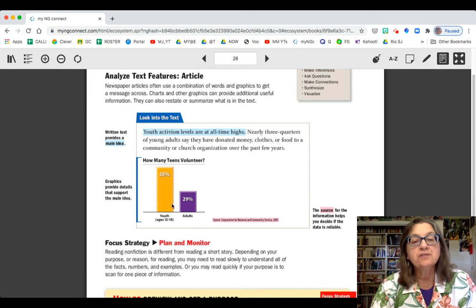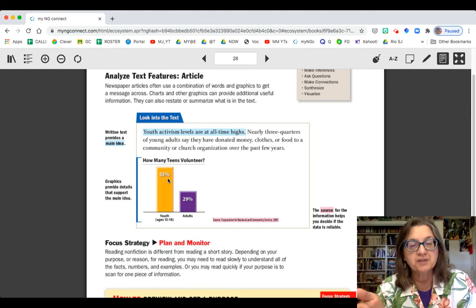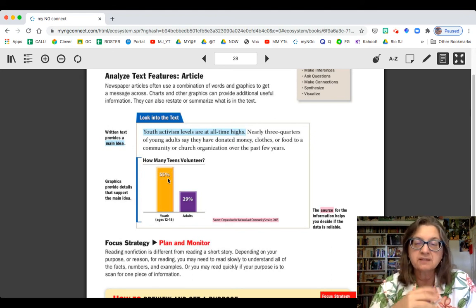So you can see here very clearly, only 29% of the adults that they were getting information from help out, 29% out of 100 of those that they asked, whereas 55%, so 55 out of 100 of the teenagers that they would have asked said that they give their time for free.